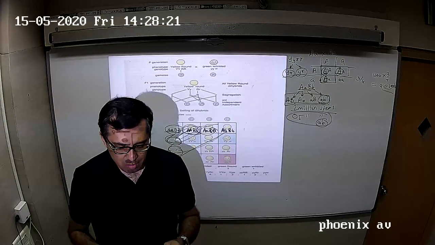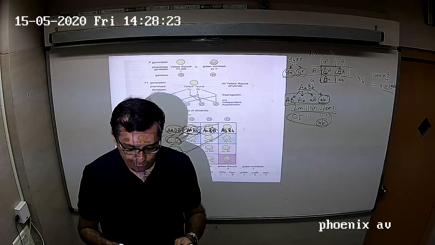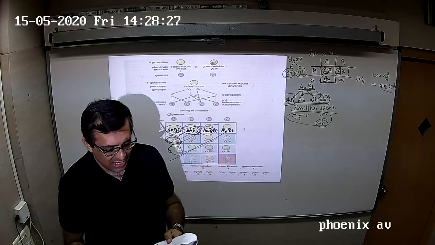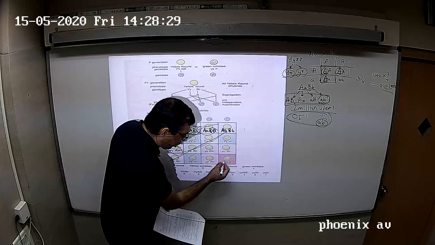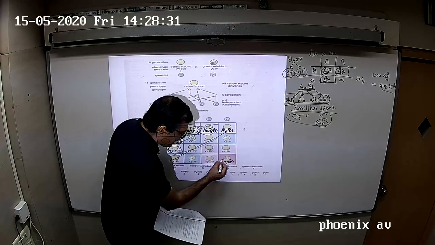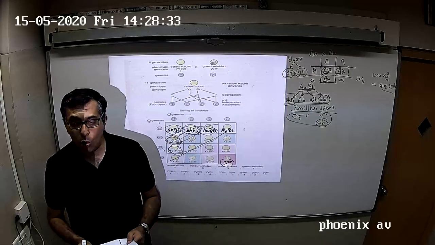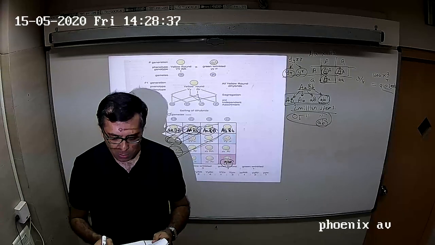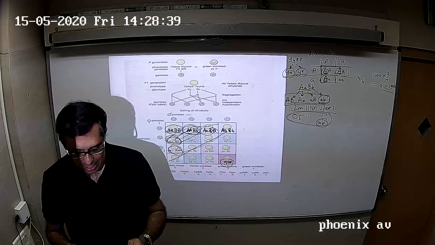88. In Mendelian experiments in the F2 progeny of dihybrid cross, double recessives are obtained in the proportion of? How many are double recessive? 1 out of 16.